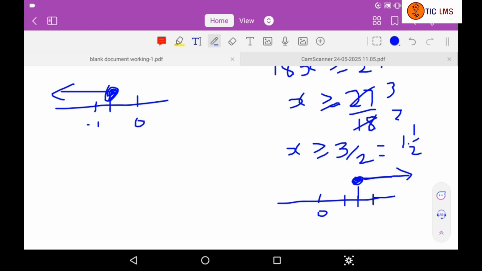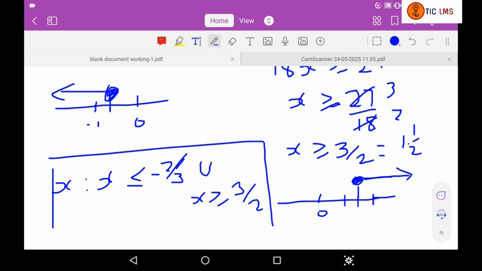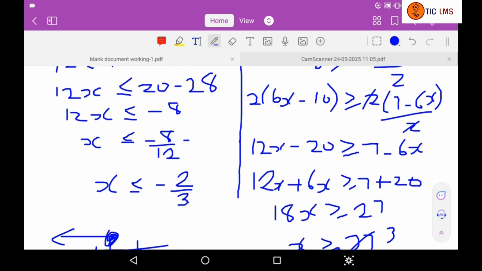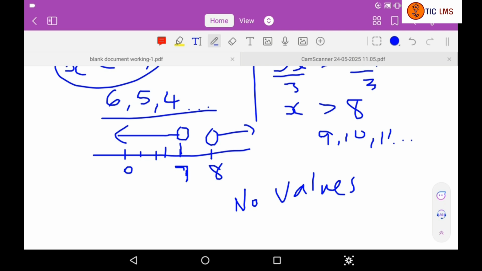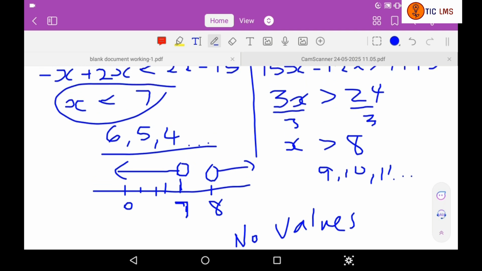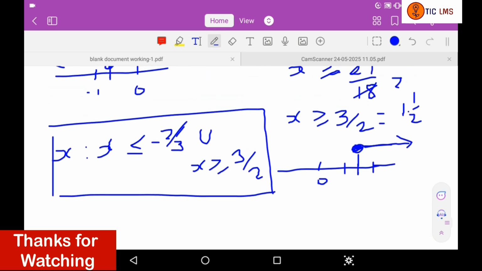The values are separate. So you can write like this, x such that x is less or equals to negative 2 over 3, and then you now write the other part, which is x is greater or equals to 3 over 2. You can write it this way. So also the one that we did previously where we wrote there's no values, which is correct, no real values in between them. If you like, you can also have it and say x is less than 7, then union x is greater than 8. So that is the set notation that you can use.